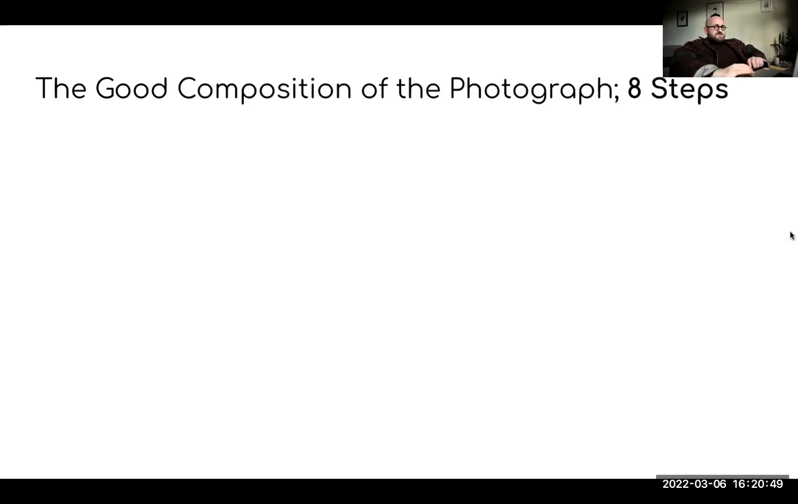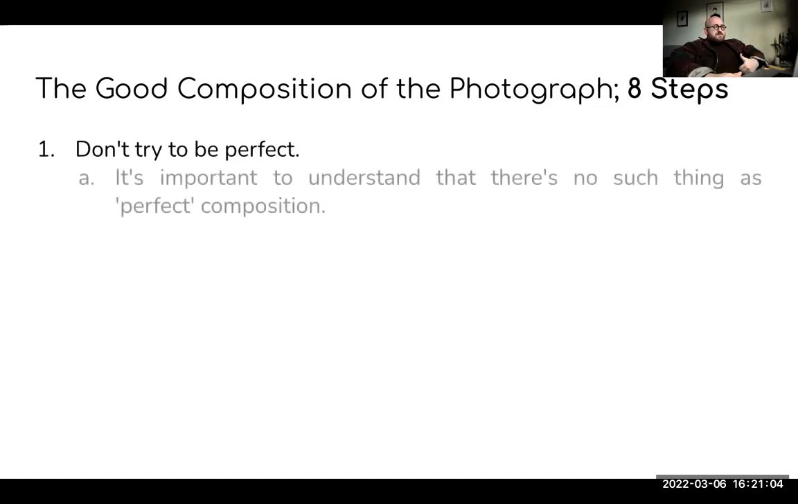So a good composition of a photograph means we have to follow about 8 steps. One of them is don't try to be perfect. It's important to understand that there is no such thing as a perfect composition. Please forget the idea that some person A, B, C, D, E, F, G is the best photographer. That is not the case.